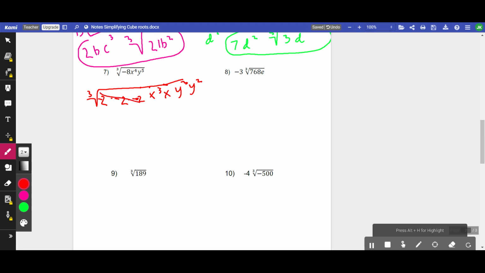And then you can bring out this group of 3 negative 2's. And then for the variables, remember you'll want to divide the exponents by 3. So that when this x comes out, you'll have an x with it. And then the same thing with the y. So you'll have a y because you want to divide the exponent by 3. So then you have negative 2xy here. And then the cube root of what was left? xy squared.